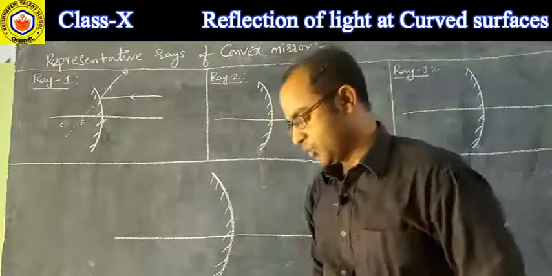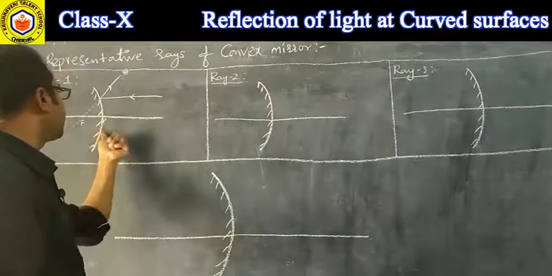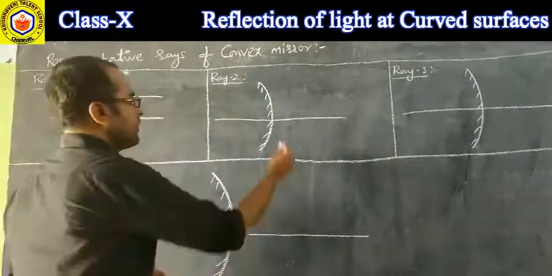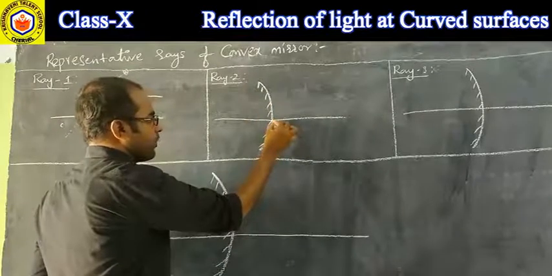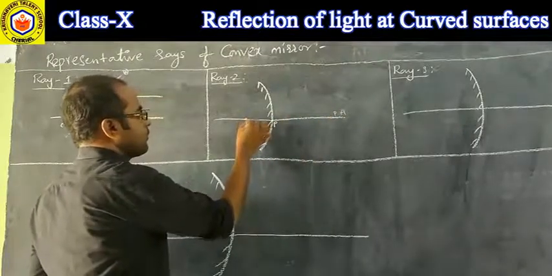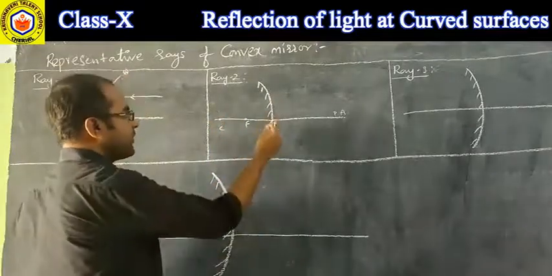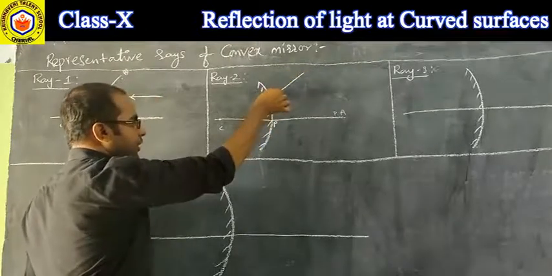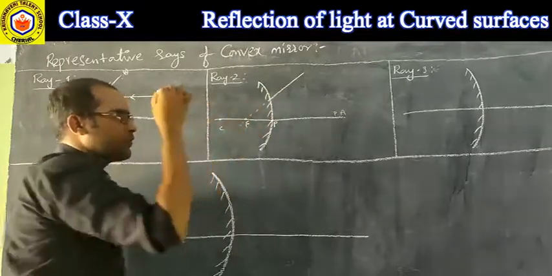Next, ray 2. What is ray 2? We take the converse of the first ray. Here let us take the convex mirror, pole, principal axis, focus, center of curvature. Take a ray which is appearing to pass through the focus. This ray is appearing to pass through the focus.